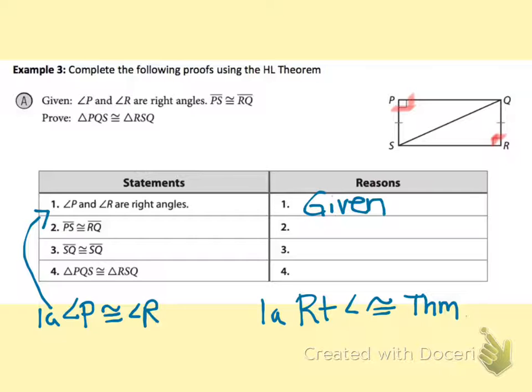And they gave us one other fact. They gave us that PS was congruent to QR. Sometimes they'll mark it on there if they give it to you. Sometimes they don't, so maybe you have to do it. And that was the very next statement, so that was given as well. So we are up to two parts, right?